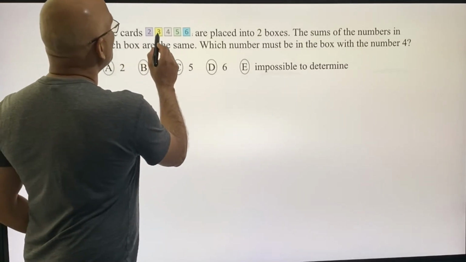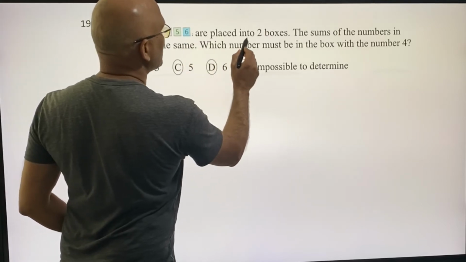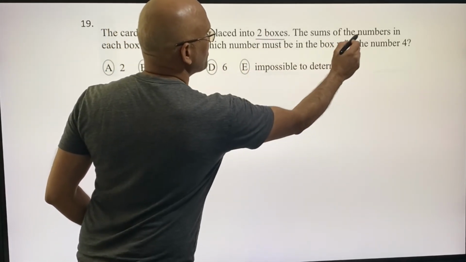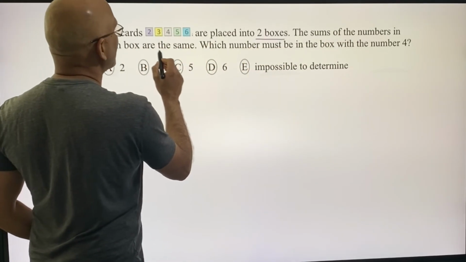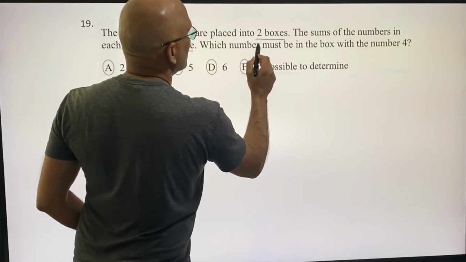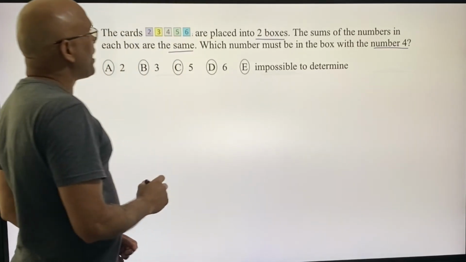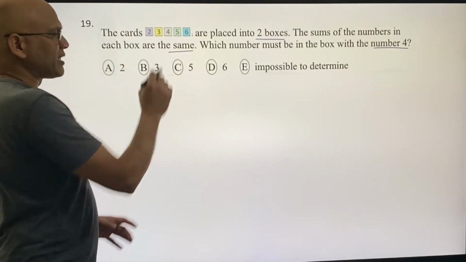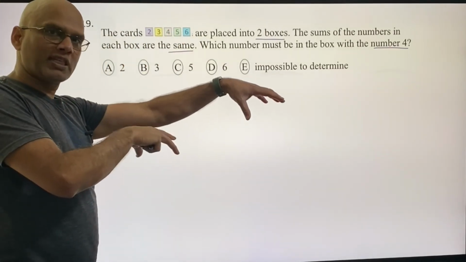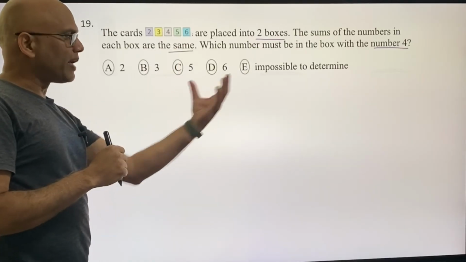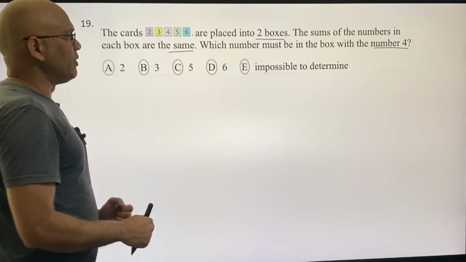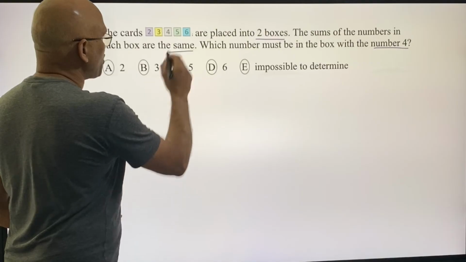The cards 2, 3, 4, 5, 6 are placed into 2 boxes. The sums of the numbers in each box are the same. Which number must be in the box with the number 4? All right, so we have the numbers 2, 3, 4, 5, 6. We have to put them in 2 boxes in such a way that the sum in each box is the same. Okay, so let me first find the total sum.